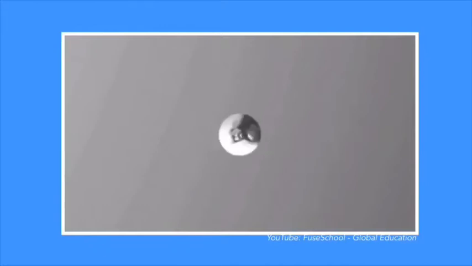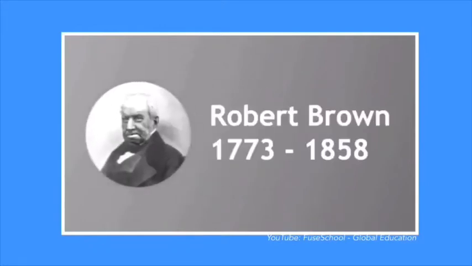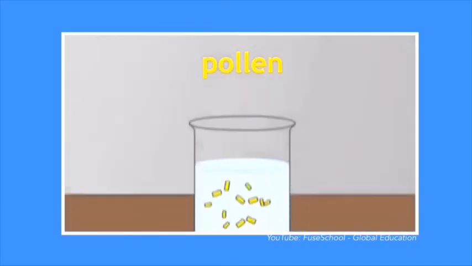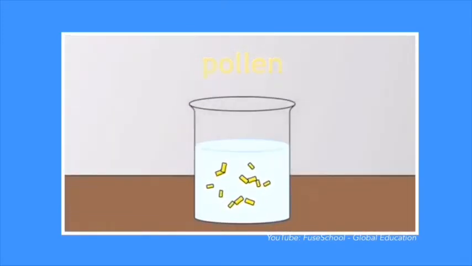The Brownian motion was discovered and named after a Scottish biologist named Robert Brown. It all started in 1827 when Robert Brown, a Scottish biologist, watched pollen grains jiggling about under the microscope. He was the first scientist to describe this motion.